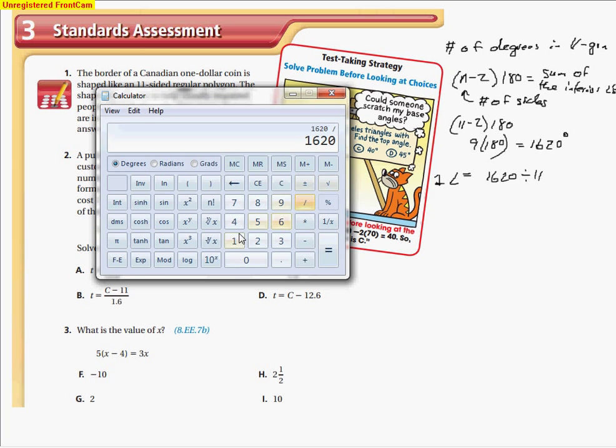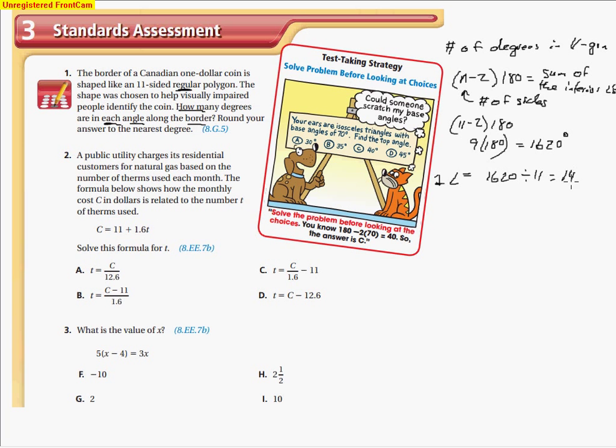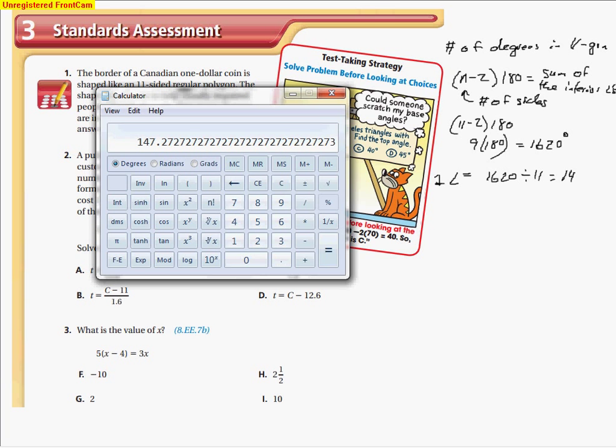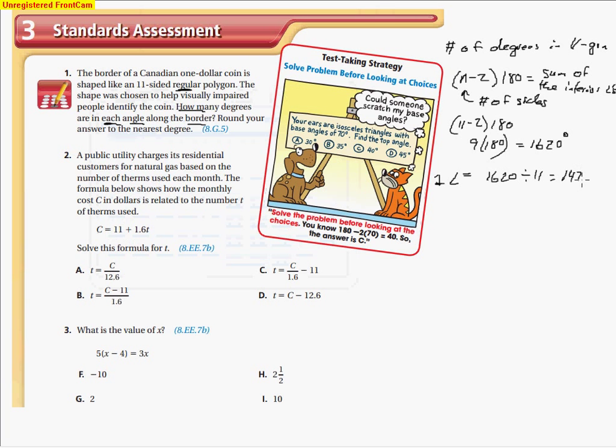Divide by 11, and that gives me 147.27. It looks like the 27 repeated. It wants us to round to the nearest degree, so that would round to 147 degrees. That would be our answer.